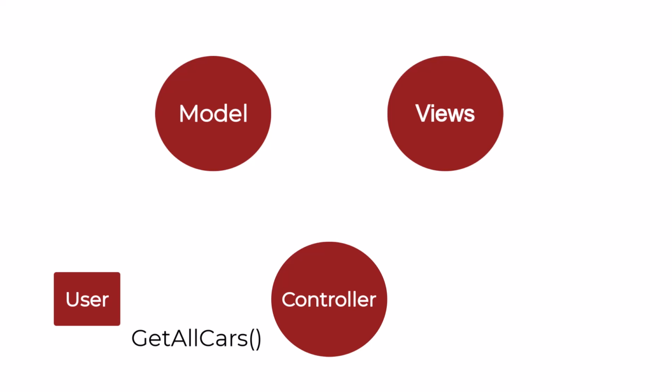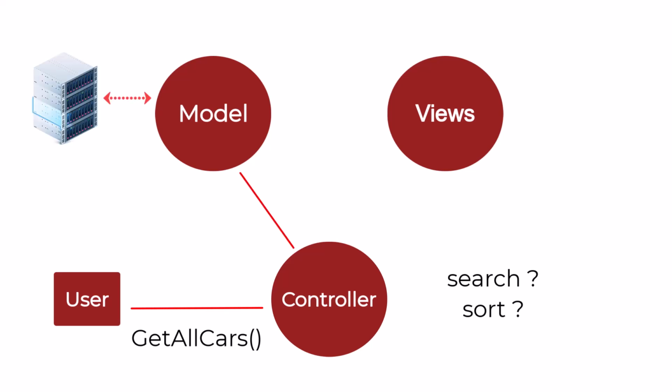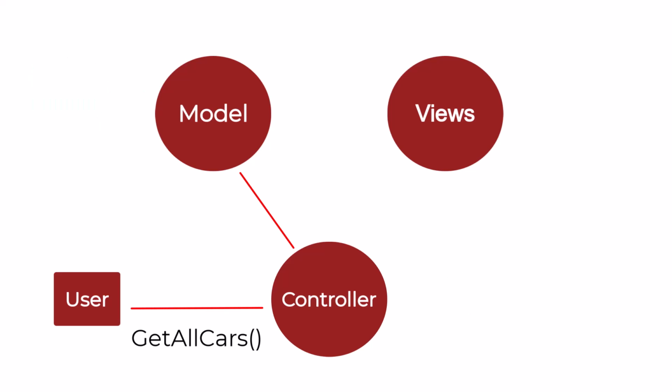Now let's create a scenario to see how it works. The request will go through the controller, and the controller will process the request. Does it have any search values? Does it have any sorting? Based on the request, it will get the data from the model, which is connected to the database and can read from the database. Then the model will return the data to the controller.